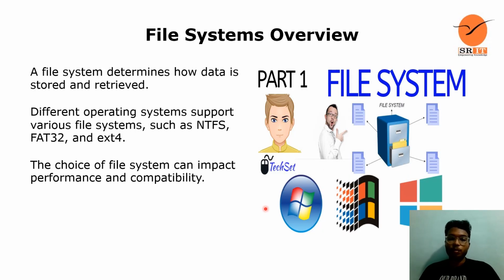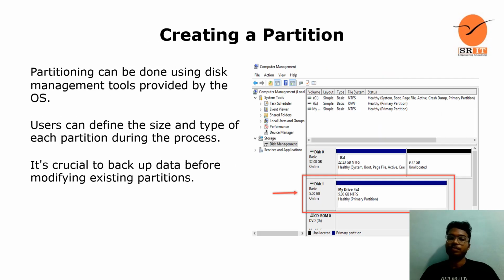Now, file system overview. To understand the mounting process, first we have to understand the file system overview. A file system determines how data is stored and retrieved. Different operating systems support various file systems such as NTFS, FAT32 and ext4. The choice of file system can impact performance and compatibility. The sentence itself says that whichever file system we choose has an impact on performance and compatibility as well.